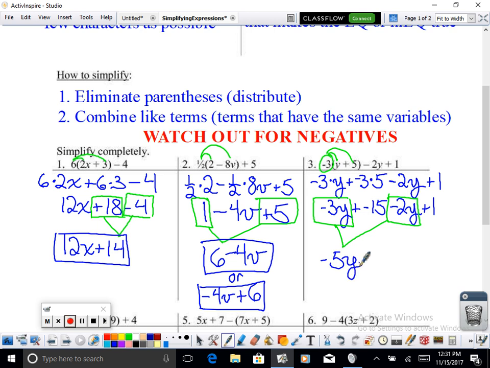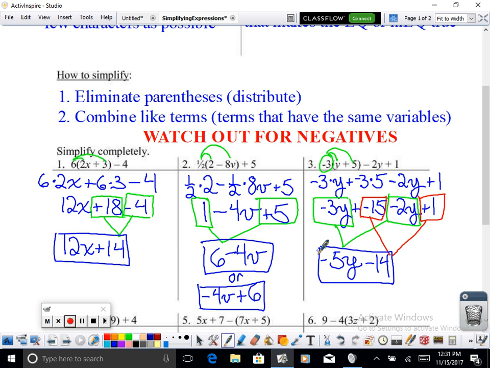Now we said we have another pair of like terms here. Okay, I have negative 15 and plus 1. What's that going to give me when I combine those two? Negative 14. So we're going to say negative 5y minus 14. No parentheses, no more terms we can combine. We're done.